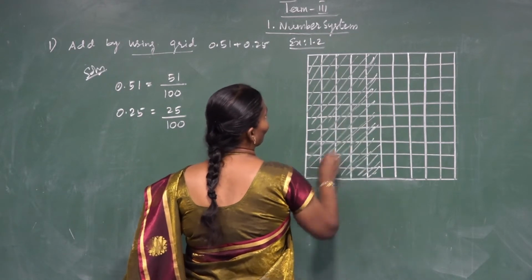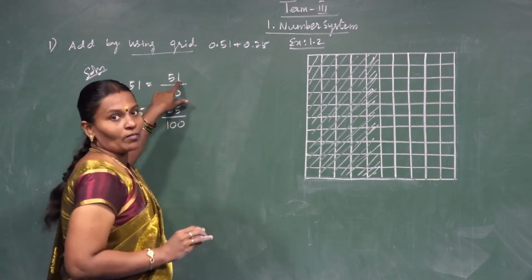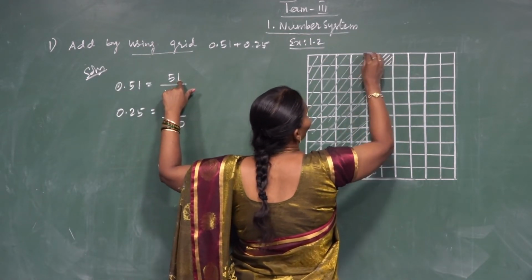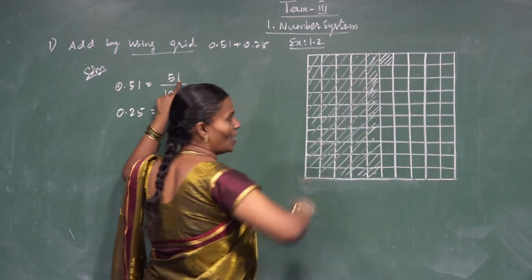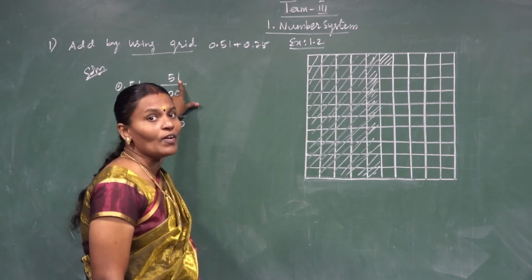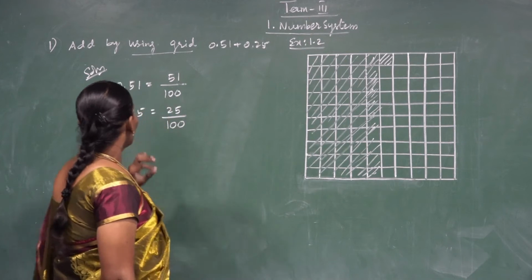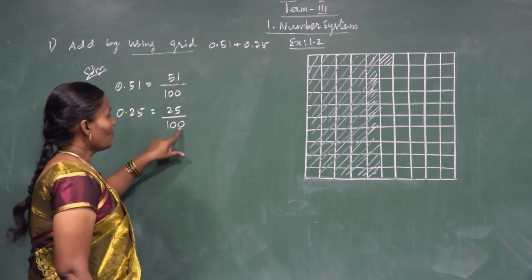Now you have 51, so one more. You have to shade 1. So totally the shaded boxes are 51, 51 out of 100. Understand, children? Good.